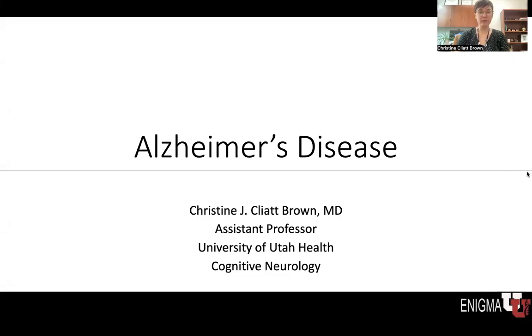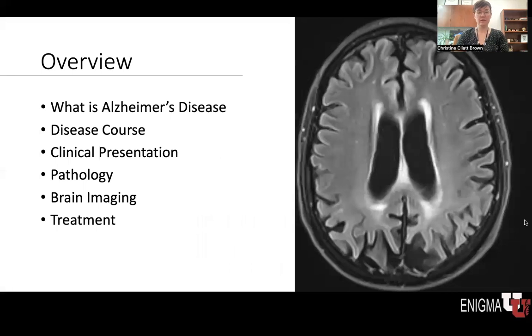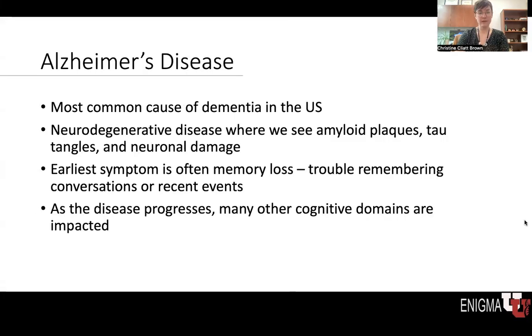I'm a behavioral neurologist at the University of Utah, and I'm going to talk to you today about Alzheimer's disease. So we'll talk a bit about what is Alzheimer's disease, and then what does a typical disease course look like? How do patients generally present to us? What can they actually look like? And then what's the underlying pathology? If we were to look at the brain under a microscope, we'll go over brain imaging in Alzheimer's disease, and then we'll talk a bit about treatment.